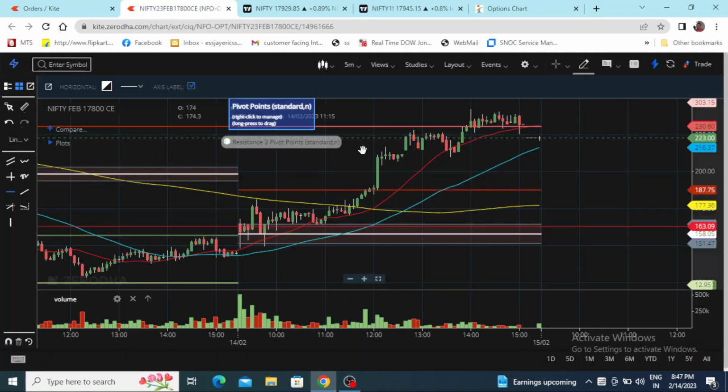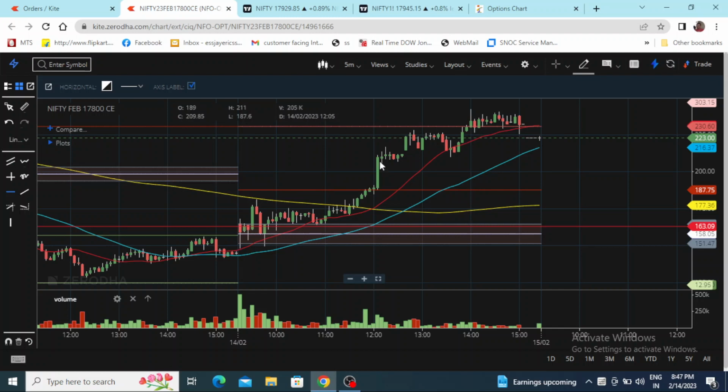See, somewhere over here I have exited. After here also we have seen a good movement, but I have exited over here because I got 3.5 R as my risk reward, which was my target.